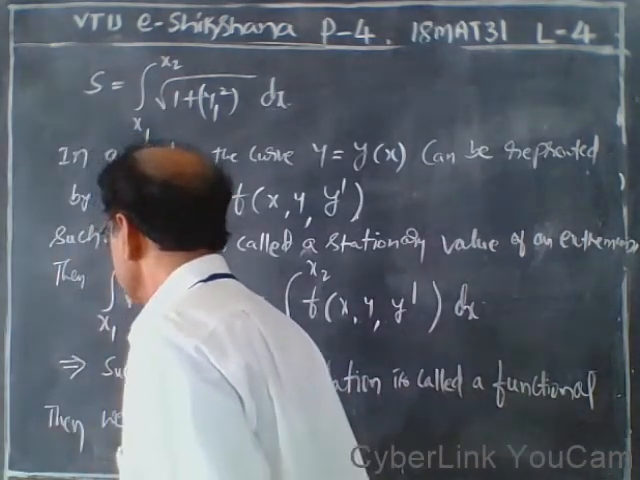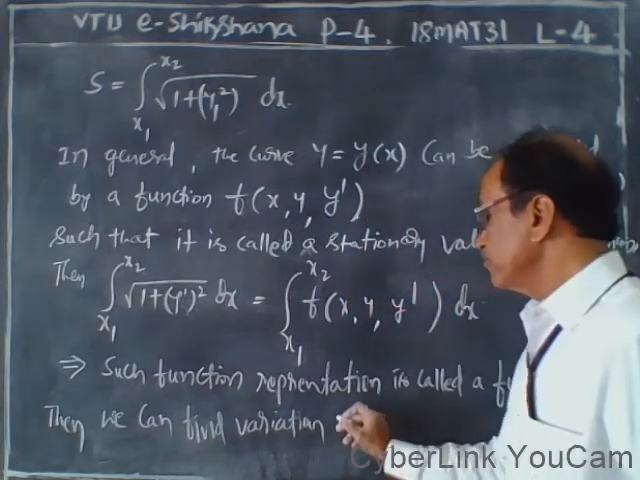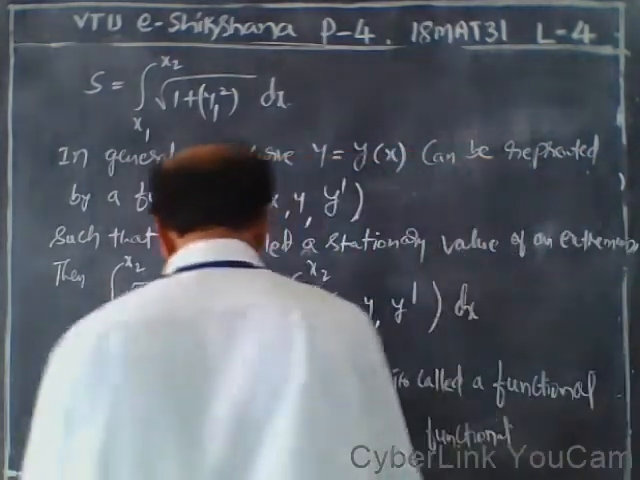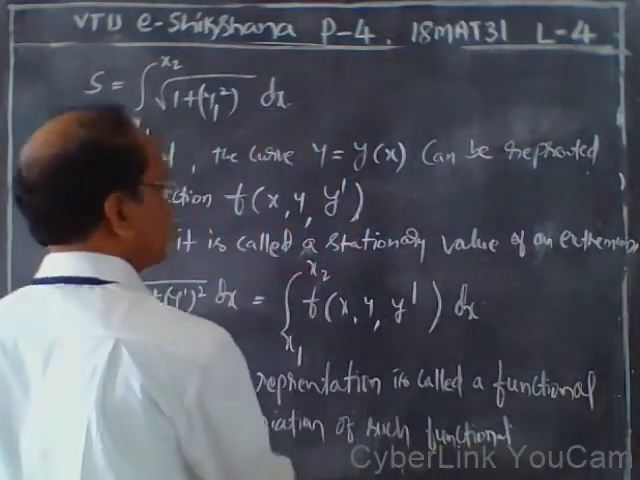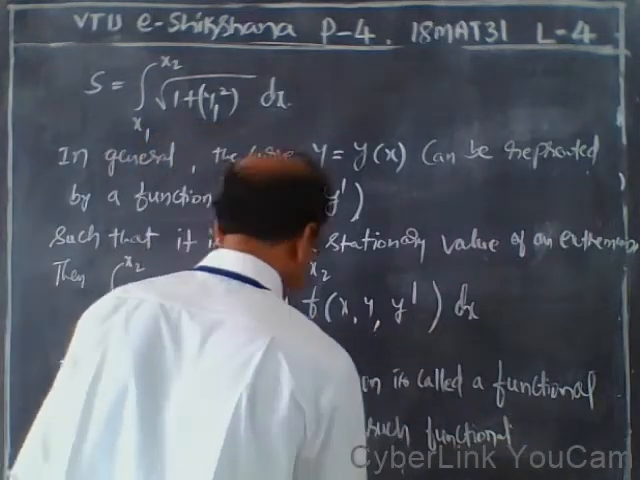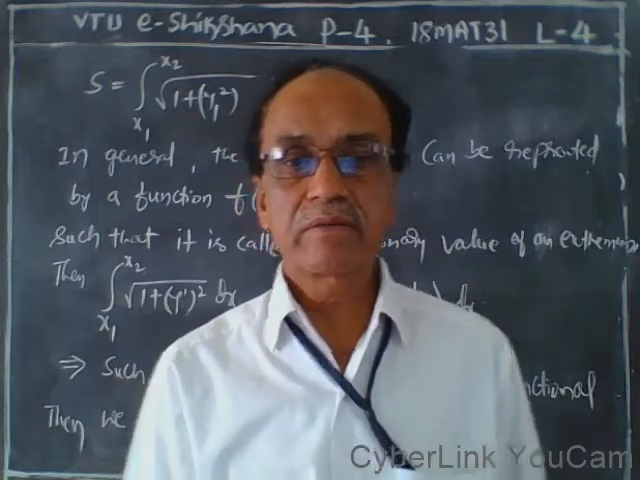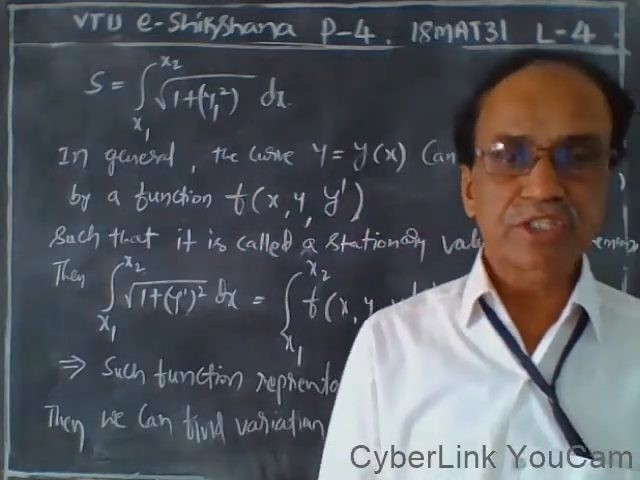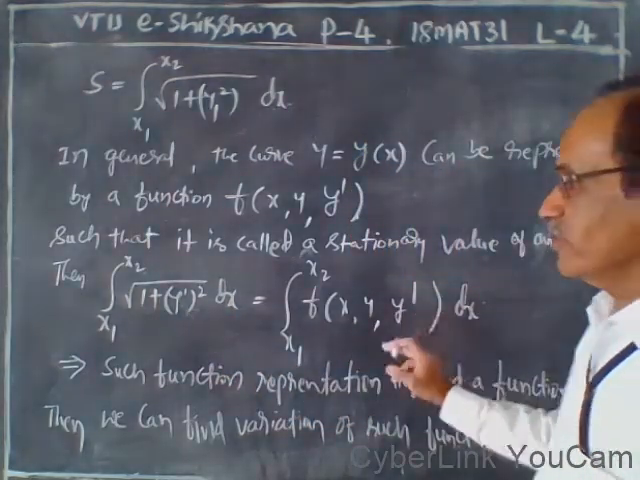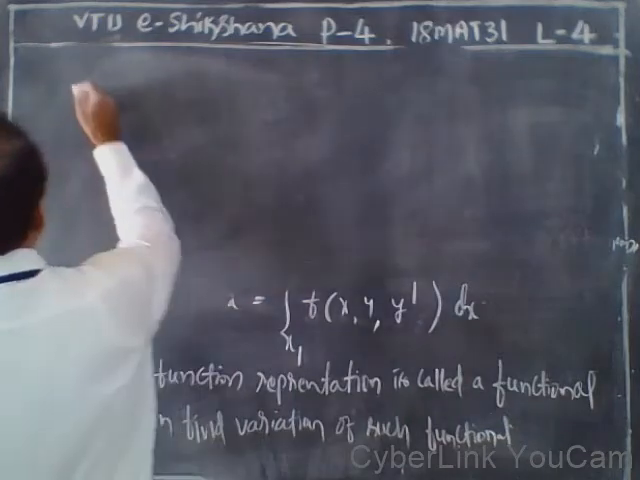Then we can find the variation of such a functional. So this is the variation of a functional, when the function is represented in the general form as f of x comma y comma y dash. Based on this, one important equation we derive due to Euler is called Euler's equation for functional. This is a functional and this is an integration. Under the integration, this is a function, but we call it a functional when we represent it in the general form. The next discussion in this topic is Euler's equation.